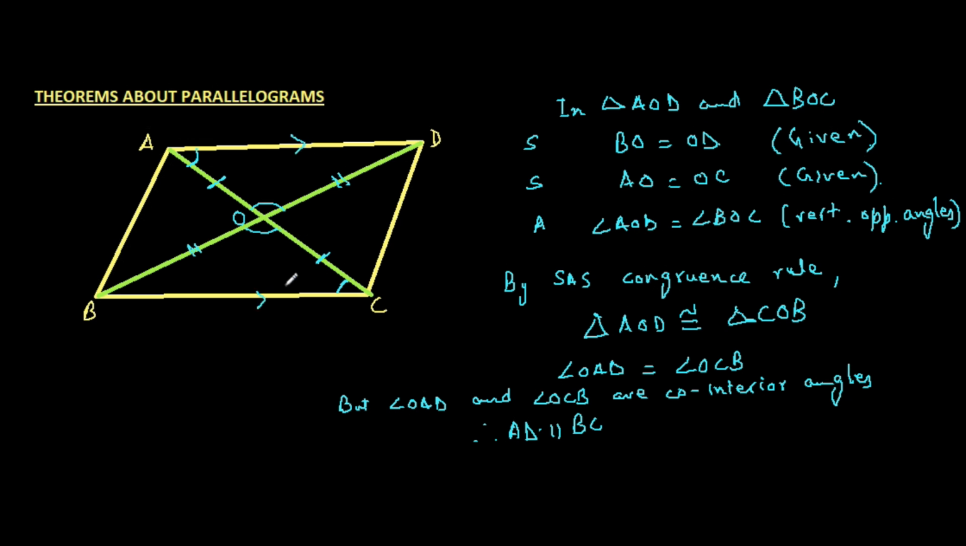And the same way we can go on to prove that triangle AOB is also congruent to triangle COD. And then you can talk about these angles. So you can say that this angle is equal to this angle here. So then you can say that AB is parallel to CD. And therefore, if AB is parallel to CD and AD is parallel to BC, then obviously the quadrilateral ABCD is a parallelogram.